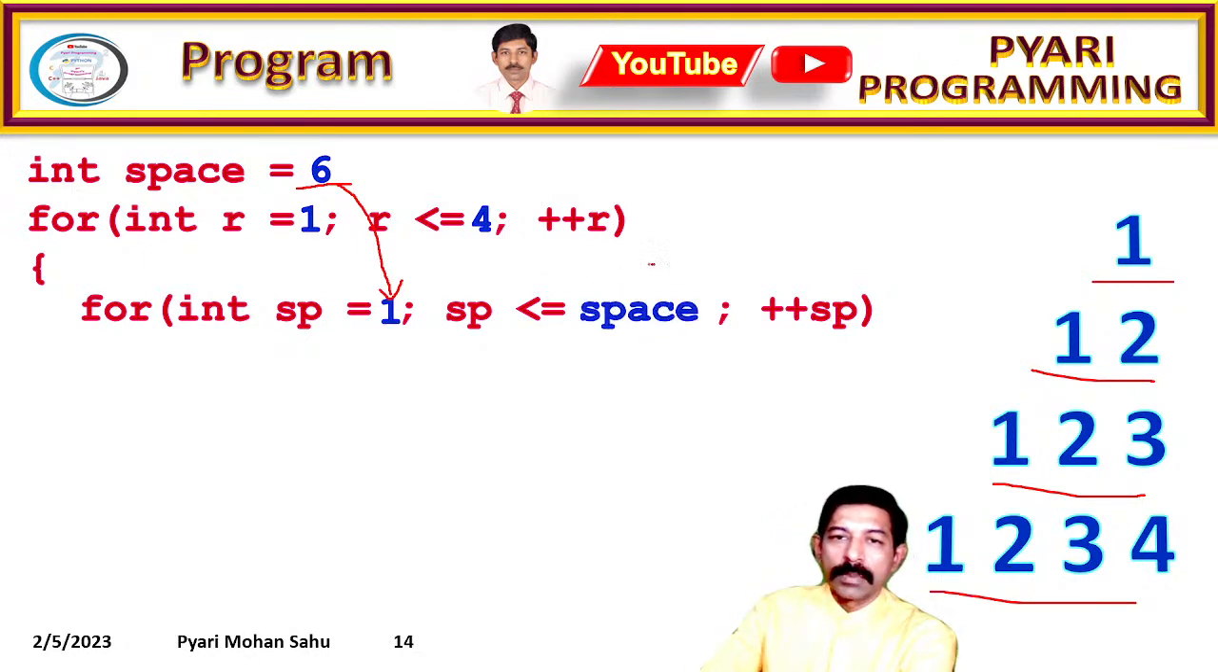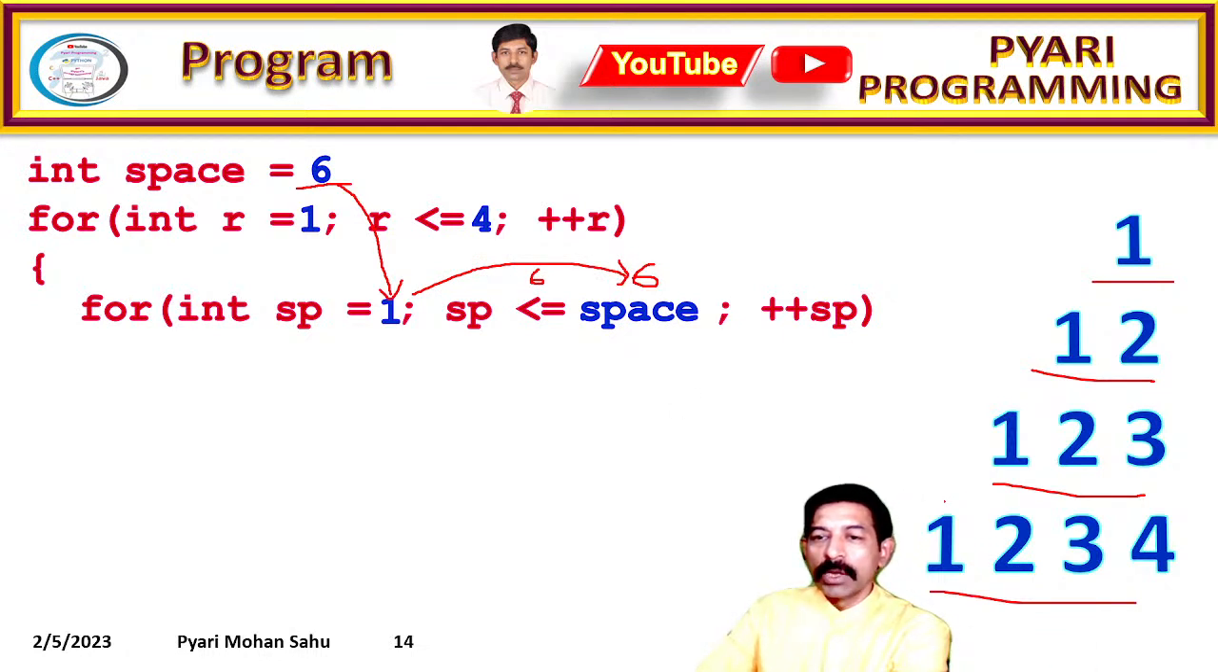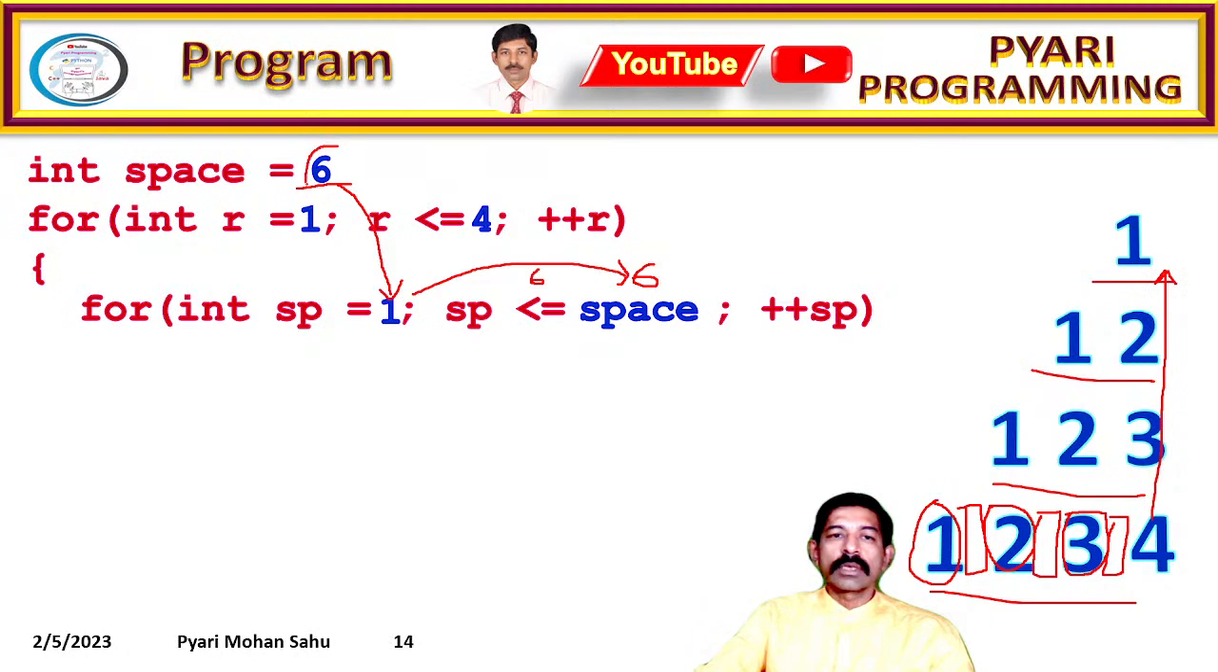Now, what is your space? Space is 6. 1 to 6, how many times? 6 times. I need 6 spaces. I don't want to print this one. 1 space, I don't want to print this one. 2 space, 3 space, 4 space, 5 space, 6 space. After that, I am displaying 1. If it is 6, then what is the initial value? Understood?